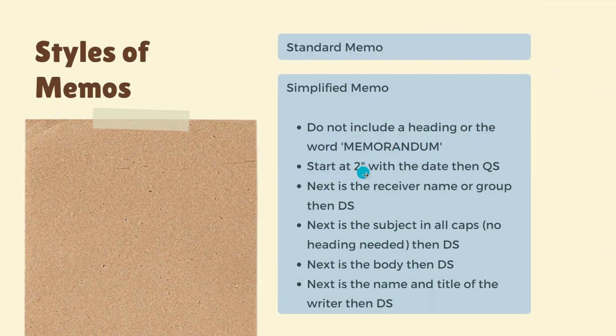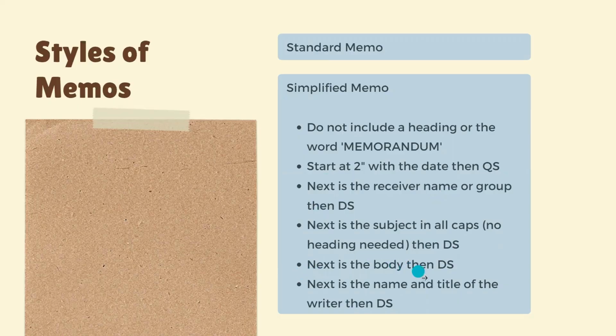Starting at 2 inches from the top with the date, then a quadruple space. So just like with a letter, after the date is a quadruple space. Next is the receiver's name or group of persons, whomever is receiving this memo, then a double space. Then is the subject in all caps, then a double space.